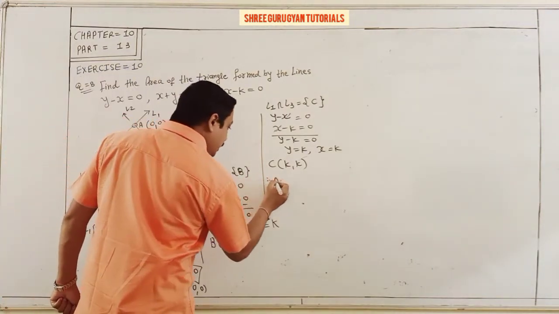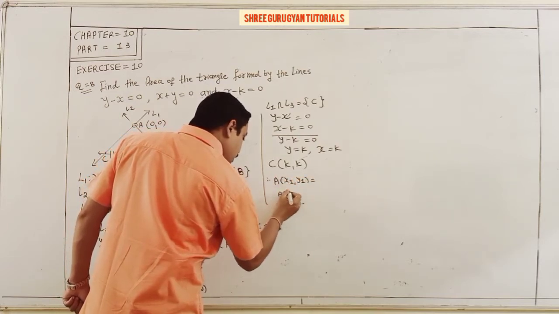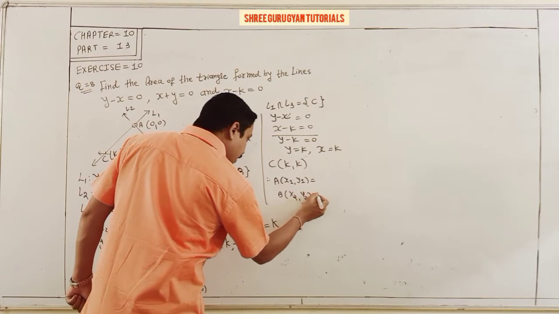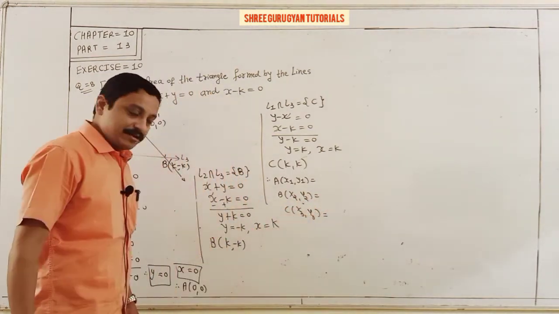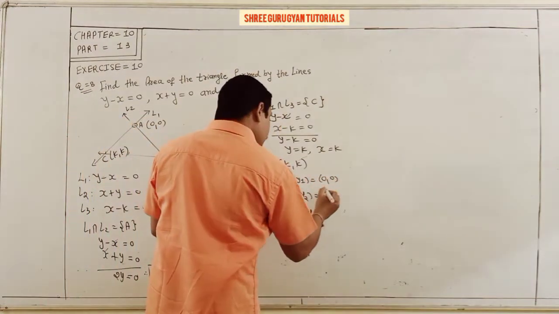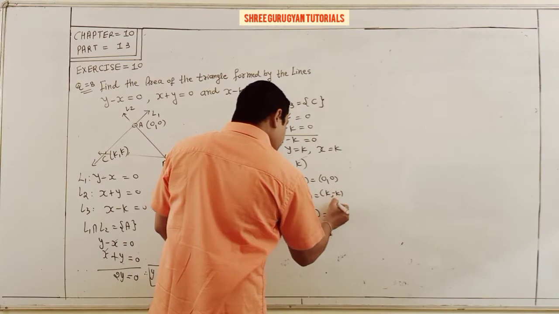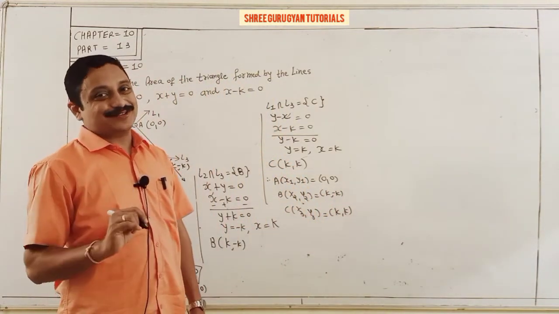Now students, A is x1, y1, B is x2, y2, and C is x3, y3. All three are done. What is your A? 0, 0. B is k, minus k, and C is k, k. And now I will check the area of the triangle.